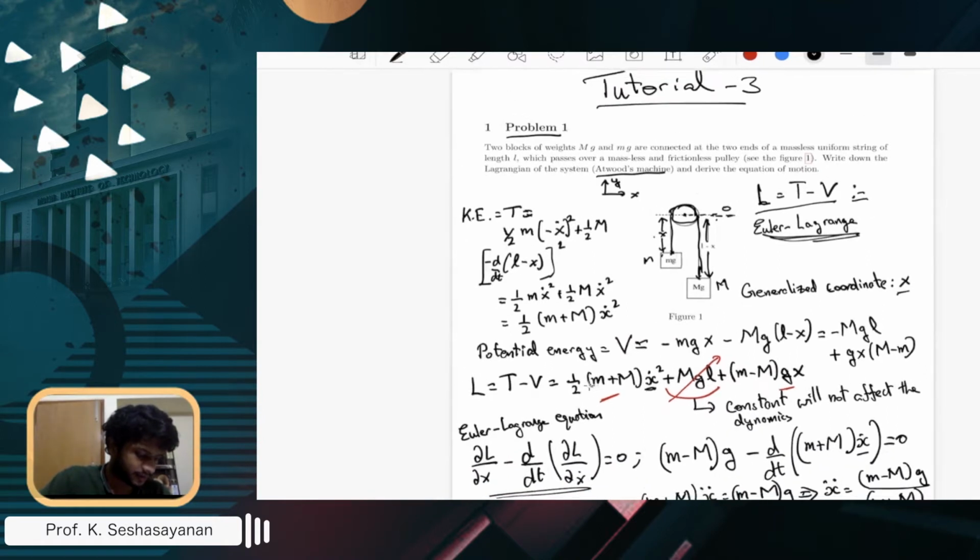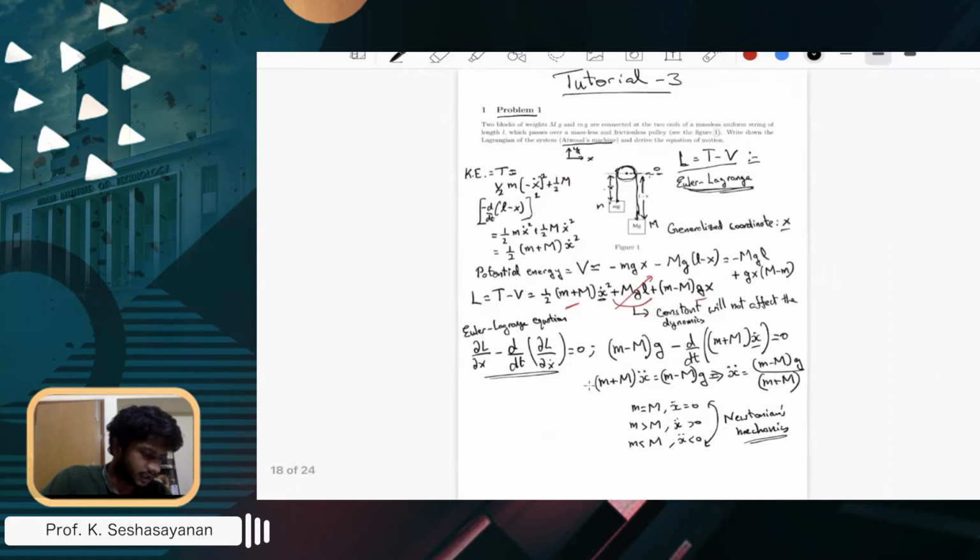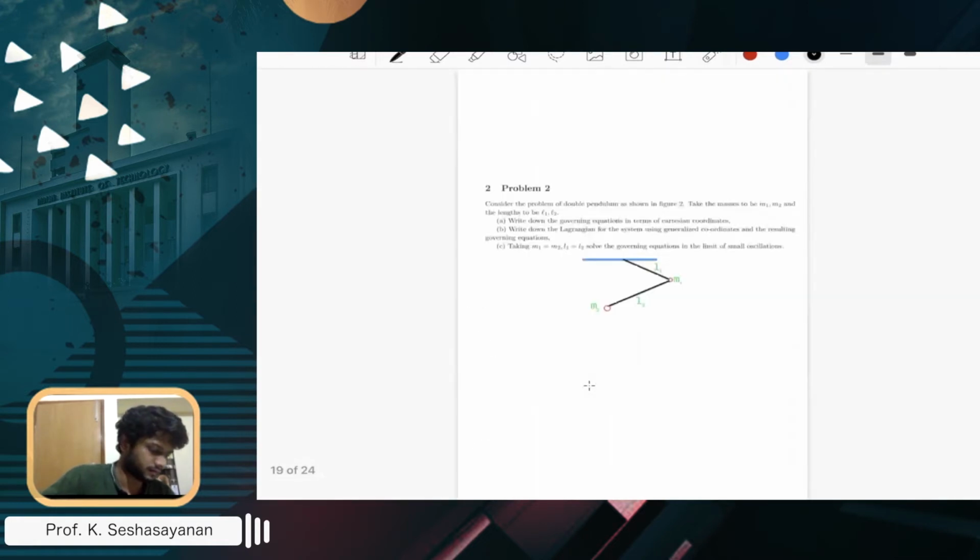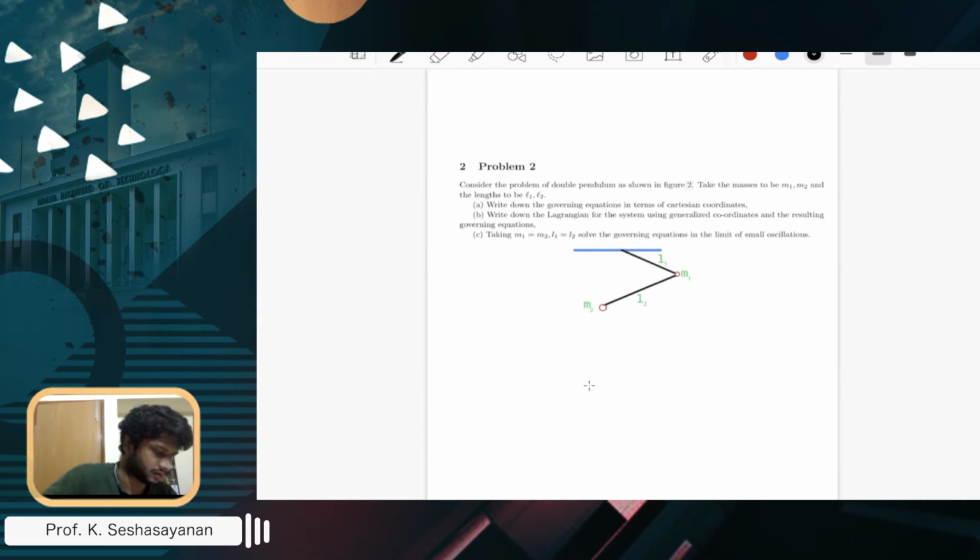So the next problem which we'll see, we will use the Lagrangian approach, but if one follows the Newtonian approach or Newtonian mechanics, one can easily see that it will take much longer time to solve the problem. So that brings us to problem number 2.